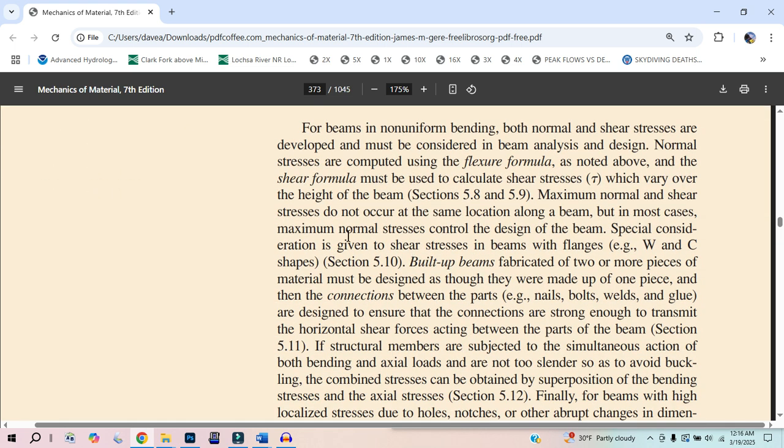All right. So for beams in non-uniform bending, this is where we're at. We're talking about shear. Both normal and shear stresses are developed and must be considered in beam flexural analysis and design. Normal stresses are computed using the flexural formula as noted above, and the shear formula must be used to calculate shear stresses, which vary over the height of the beam.